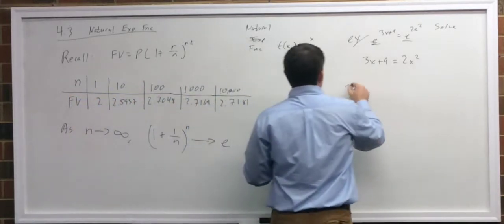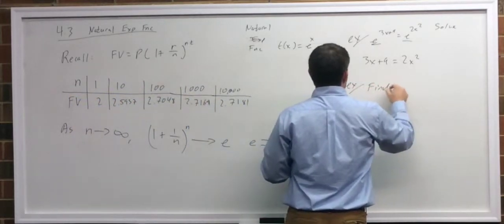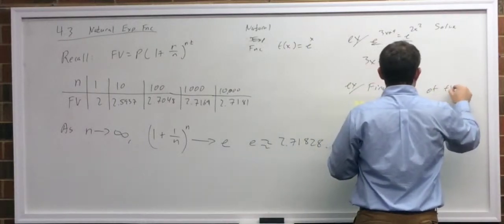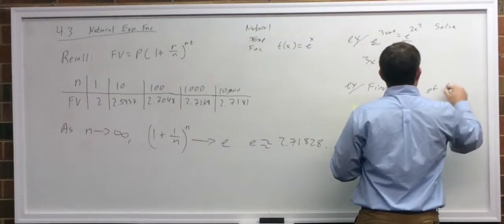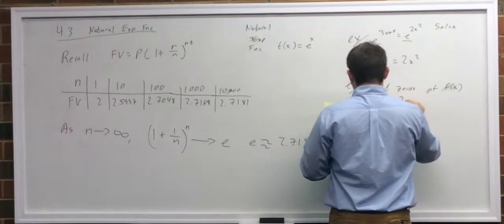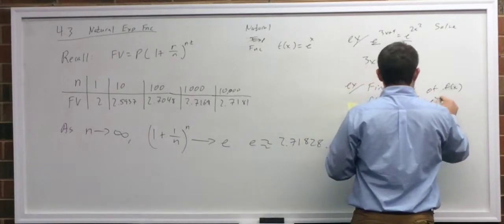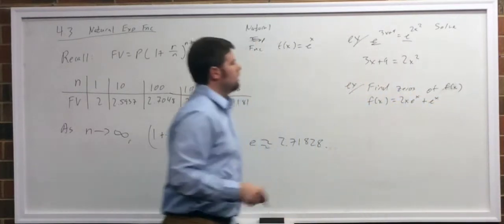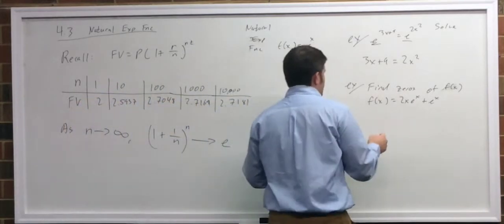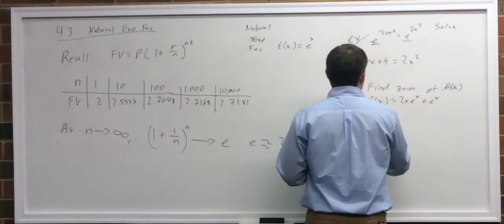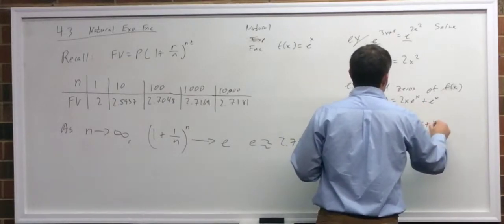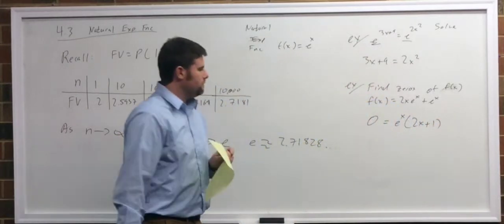The only thing possibly different that we're going to do in this section that we didn't do in 4.2 was find zeros. So for example, if I ask you to find the zeros of f of x, where f of x equals 2x e to the x plus e to the x. Well, we're going to find the zeros of this just like we do any other normal equation. So we'll factor it and set it equal to 0. So we get 0 equals e to the x, times (2x plus 1).